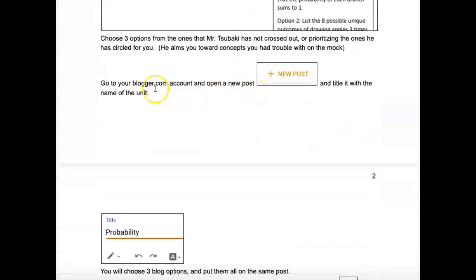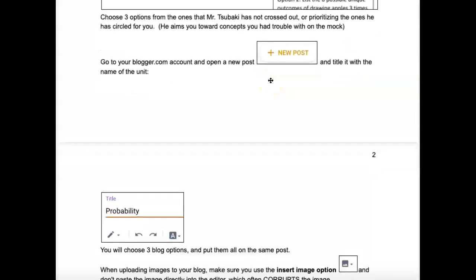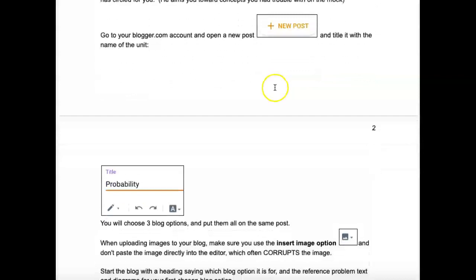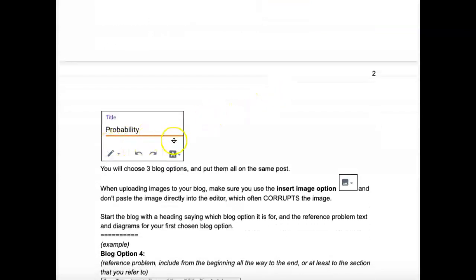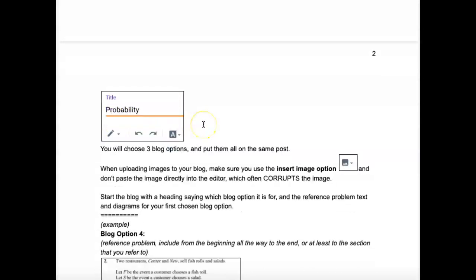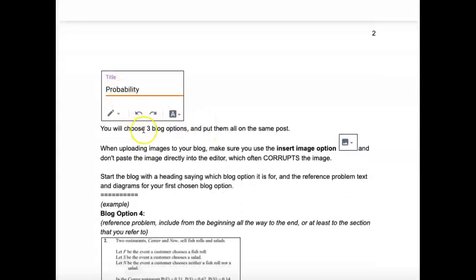When you're starting your blog, you go to your blogger.com account, which you've already created a math blog, and at the math blog you're going to do plus new post, and that'll open up a new sheet for you to do your math blog on. You're going to put on that sheet all 3 options on the same sheet. Okay, so at the top you're going to title it whatever the unit name is, probably the best thing. Some people put like unit 1, unit 2. I don't think that's very descriptive. It makes it hard to go back and look at stuff. Put a word which describes the unit, such as probability. Okay.